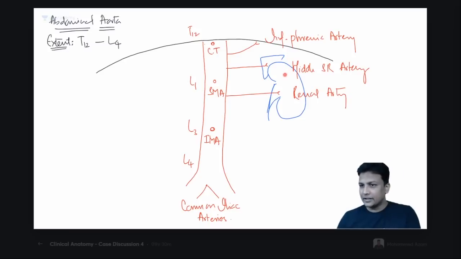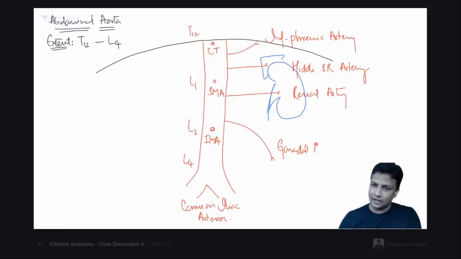Someone is asking about the inferior phrenic artery. Inferior phrenic artery will be supplying what? It will supply your diaphragm, the phrenic diaphragm. Middle suprarenal artery will be supplying the suprarenal gland, and renal artery will be supplying the kidney there, guys. And the fourth and the last one will be going down and supplying the gonads, and that will be the gonadal artery.